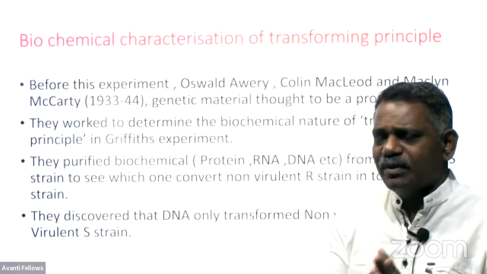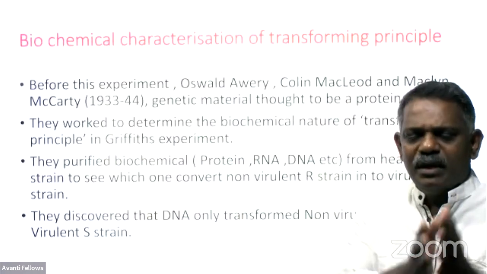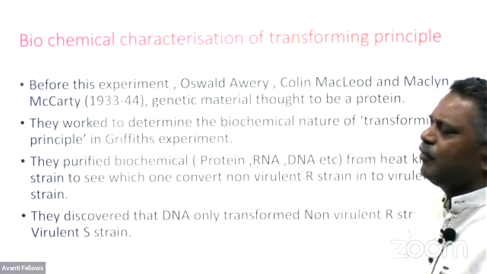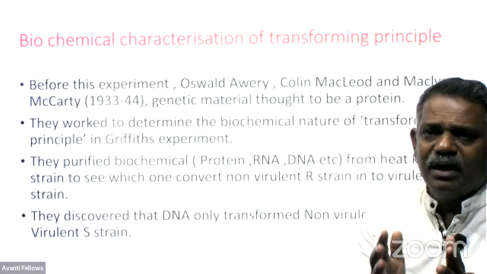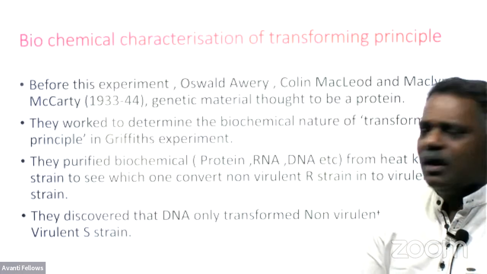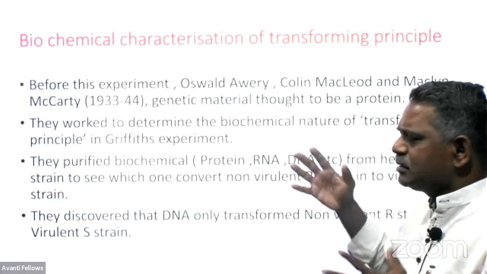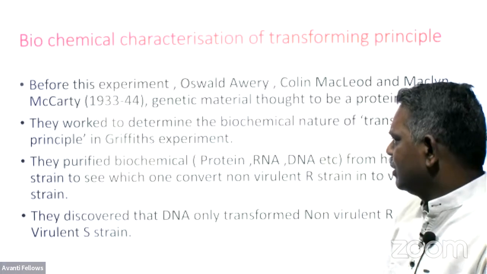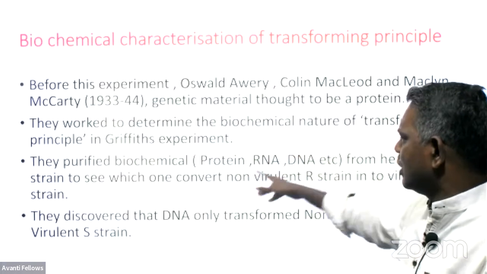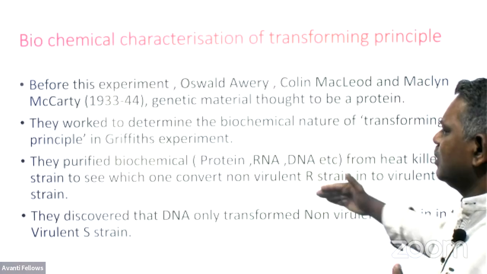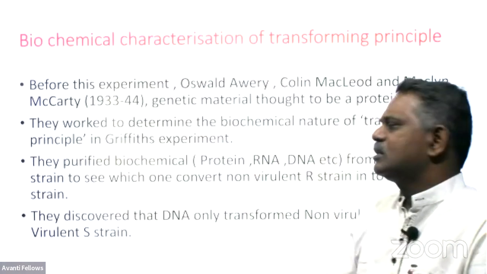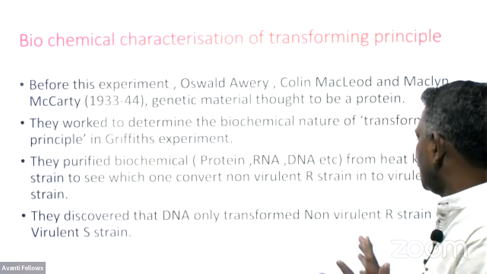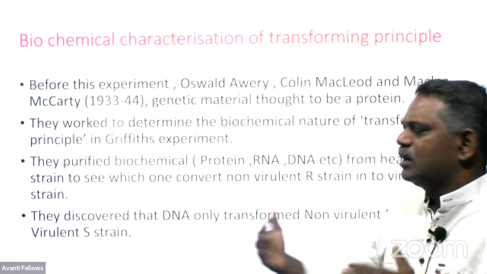Griffith had told that something is transferred from the heat-killed S strain to the R strain to transform it. They tried to purify the biochemicals present in the heat-killed S strain and identify which one really transformed the R strain into the S strain. They isolated the protein, RNA, and DNA to find out which one is responsible for this transformation, and they discovered that DNA alone transforms the non-virulent R strain into a virulent S strain.